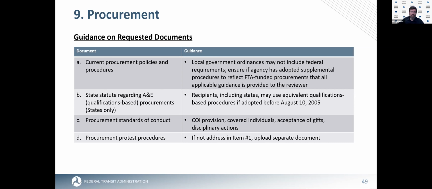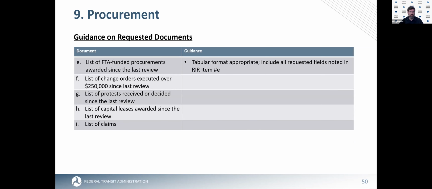Similarly, we'll look at item D, procurement protest procedures. This is often addressed in the procurement policy itself, but if it is separate, you would obviously want to provide that in addition. Great, continuing on with procurement here.